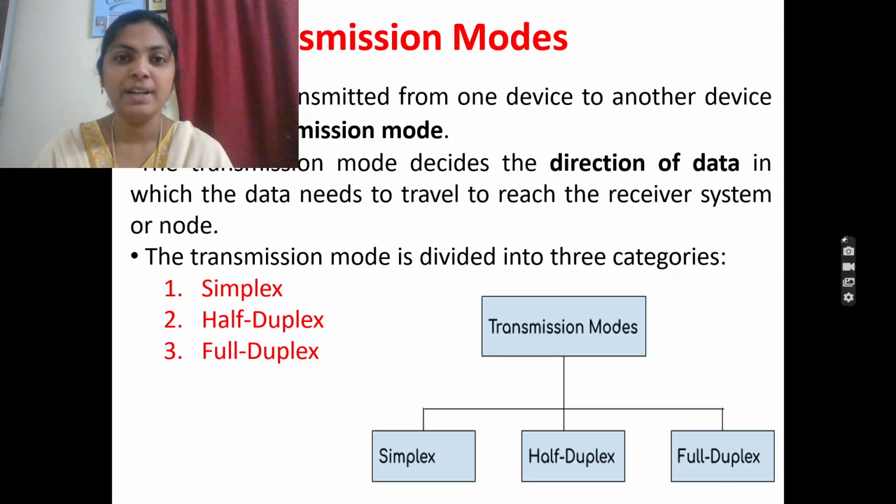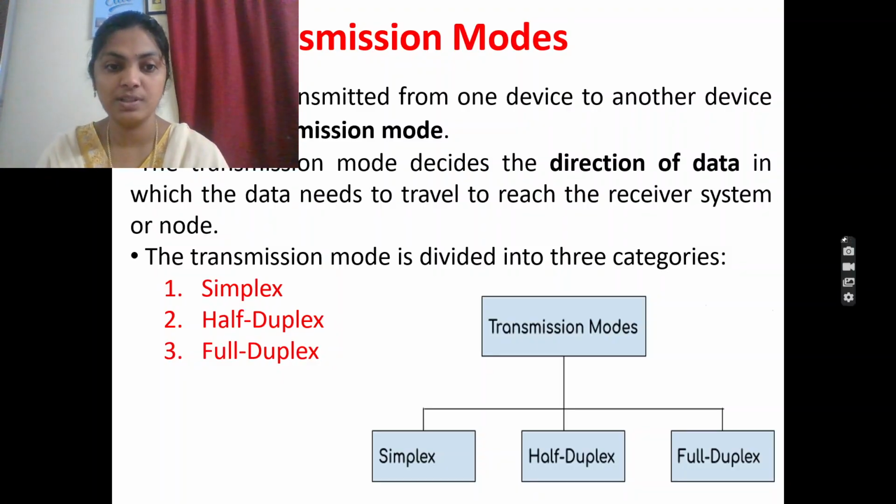Today's topic is on data transmission modes. A transmission mode tells you what type of communication you and the other person are going to have. Suppose you have a device and the other person has another device. In what way are the devices going to communicate? Suppose you are going to initiate, or the other person is going to initiate the communication. That is all about the transmission modes.